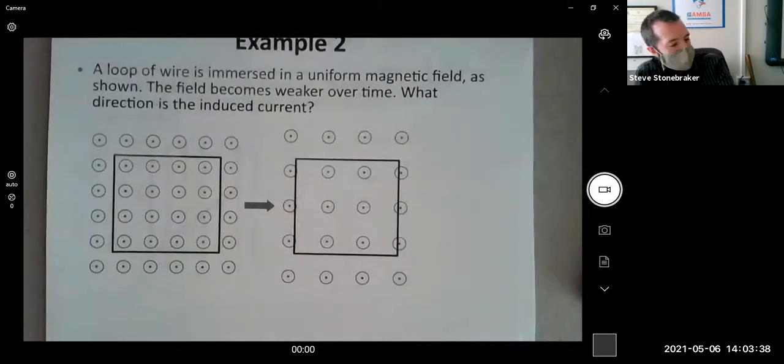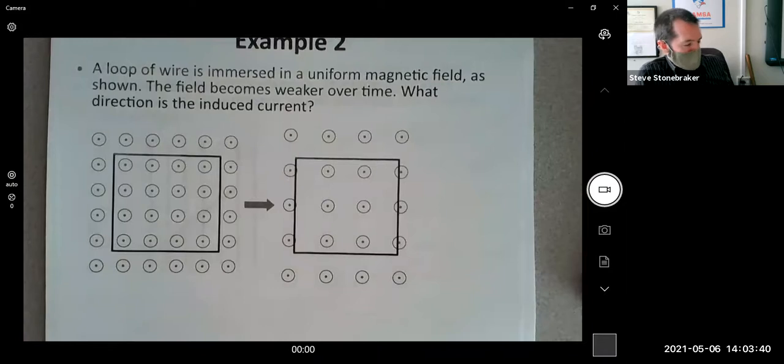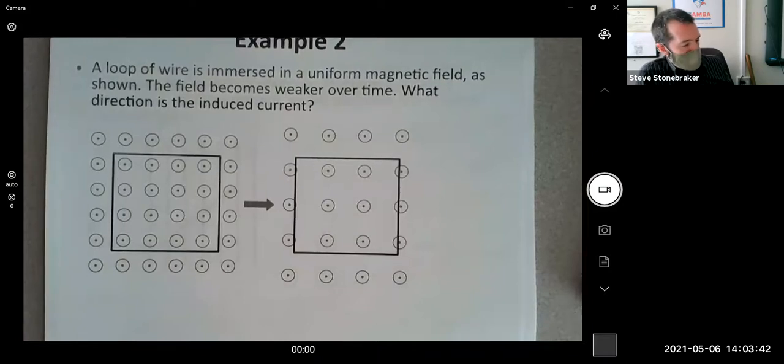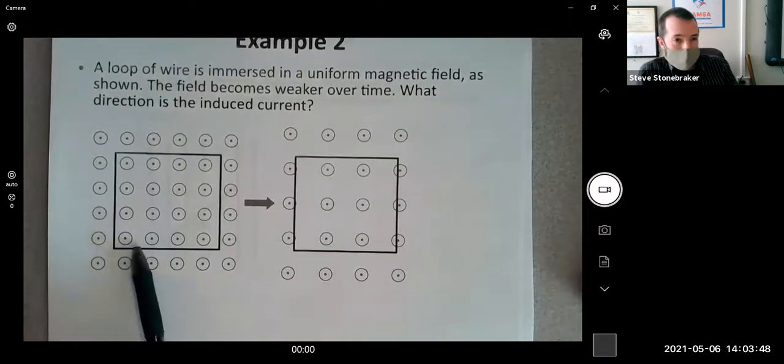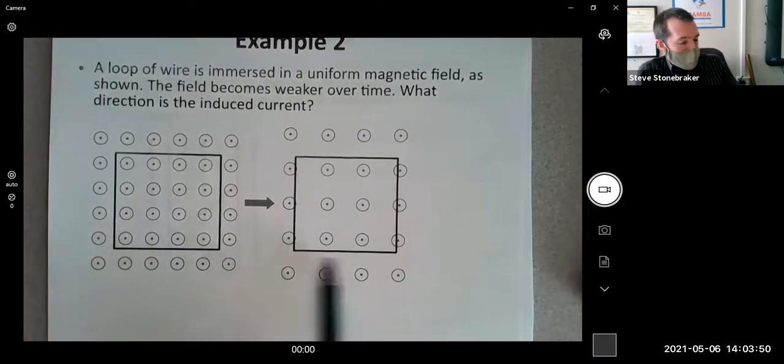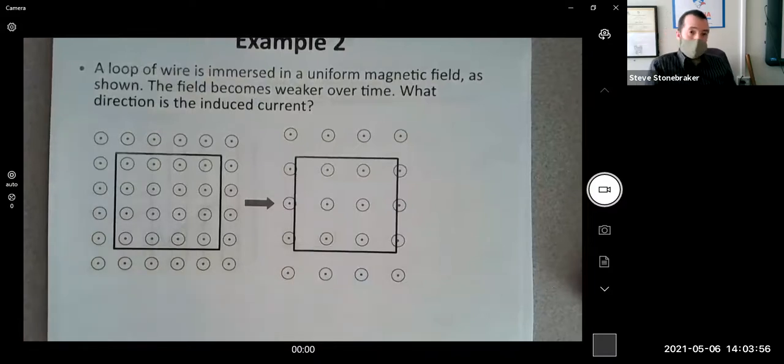So here is my next one. I again have this magnetic field that points out of the page, and I have my square loop of wire. This time the wire is not moving, but the magnetic field is getting weaker. And if the magnetic field is getting weaker, that means the lines have to spread out so that they're not as dense. Strong fields have close lines, weak fields have sparse lines.